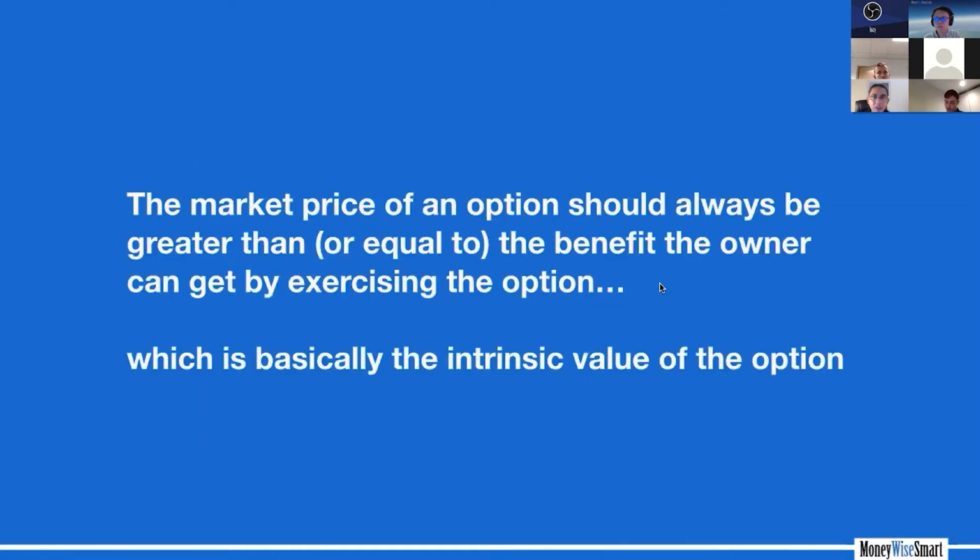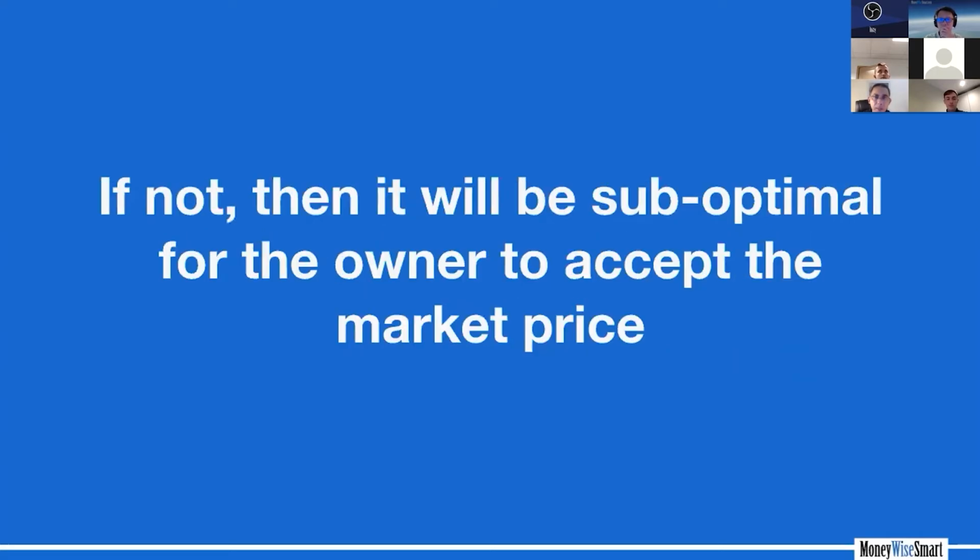Now, the price of an option, which is basically the market price of an option, should always be greater than or equal to the benefit the owner can get by exercising the option, which is basically the intrinsic value of the option. If that is not the case, then it will be suboptimal for the owner to accept the market price. I'll give you an example.